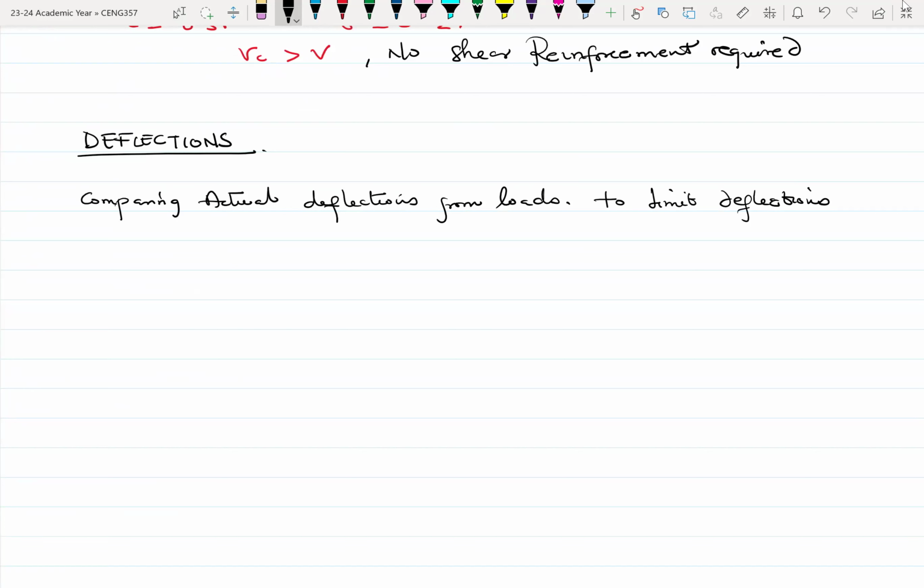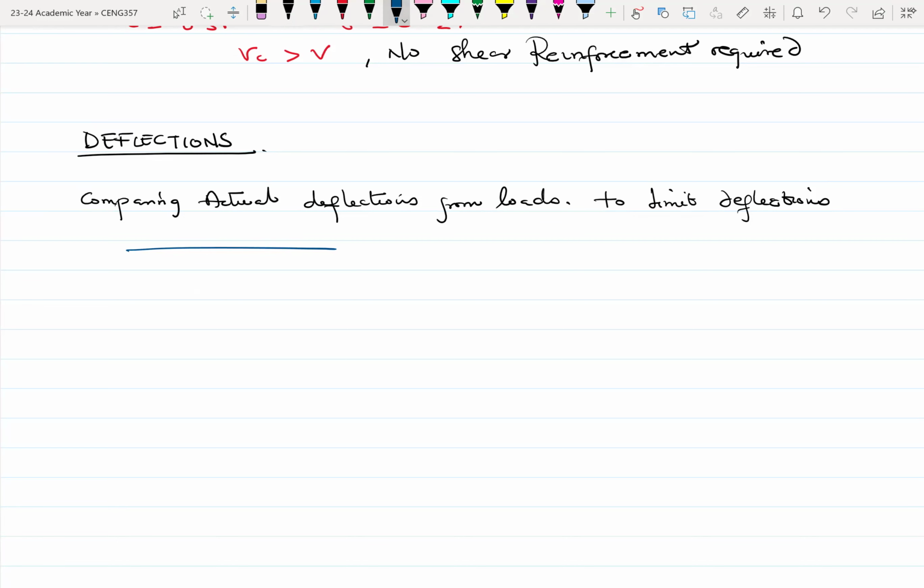The actual deflections from the loads, or the actual member deflections, which is as a result of the load, should not exceed that of the limiting deflections. Okay. And that's basically what we have been looking at. All right. So in theory of structures, structure analysis, and all of that, you would calculate deflections. All right. And that's how we do it. So depending on the loading, the member support conditions, and all of that.